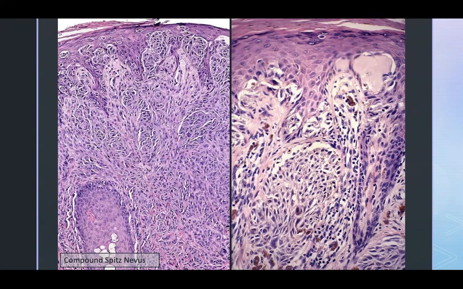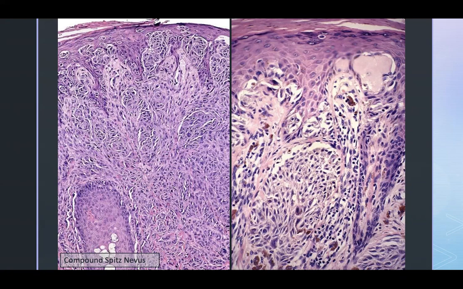So p16 is the product of the CDKN2A gene. And if you lose the p16 expression, that usually puts a brake on the cell cycle. You'll have a tendency to have overproliferation. So a complete loss of p16 is very worrisome. Checkerboard expression can be somewhat normal or intermediate, and full homogeneous nuclear retention is a reassuring factor.